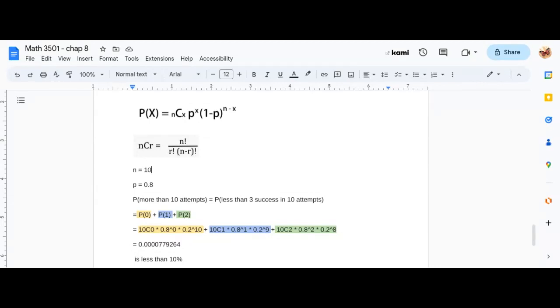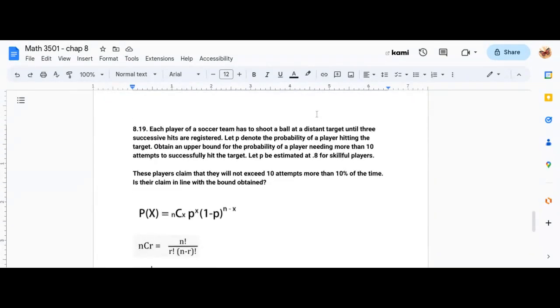I'll start over. Each player of a soccer team has to shoot a ball at a distant target until 3 successive hits are registered. Let p denote the probability of a player hitting the target. Obtain an upper bound for the probability of a player needing more than 10 attempts to successfully hit the target. Let p be estimated at 0.8 for successful players. These players claim that they will not exceed 10 attempts more than 10% of the time. Is their claim in line with the bound obtained?